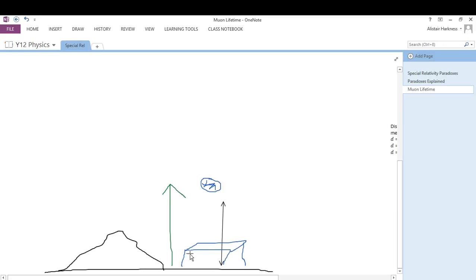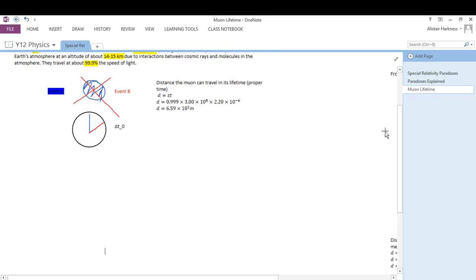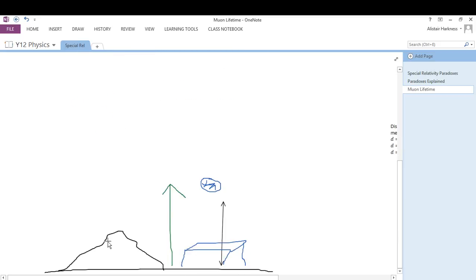It just says, to be able to reach the nerdy scientist down here, I don't need to travel 14 to 15 kilometres. I only need to travel about 660 metres, because Mount Everest is so short and the Earth's atmosphere is so short, because it's all been length contracted. So they come to the same result, that yes, it reaches the Earth, but from two different points of view. So Earth says the muon lives longer, that's how it manages to travel so far. And the muon says, no, I live for this amount of time, but I don't have to travel very far.